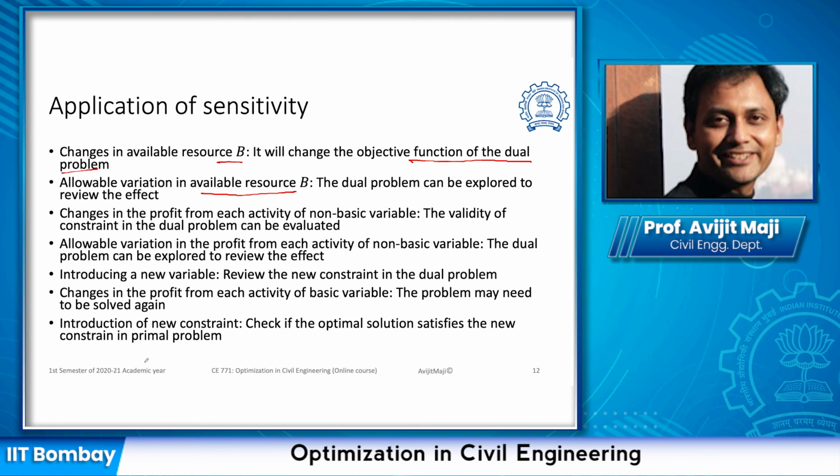There could be a situation when we may need to introduce a new constraint in the primal, and if we do so, we have to quickly look into whether the optimal solution satisfies the new constraint in the primal problem. So by some simple investigation, it is going to save us the whole process of re-evaluating the problem for the optimal solution. And this part we can do by collectively looking into the primal and the dual problem and understanding the sensitivity of the parameters.